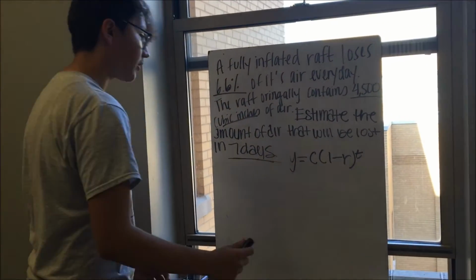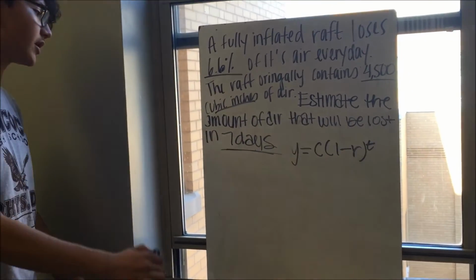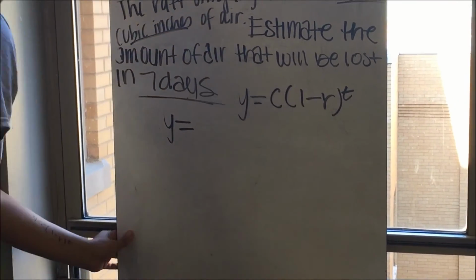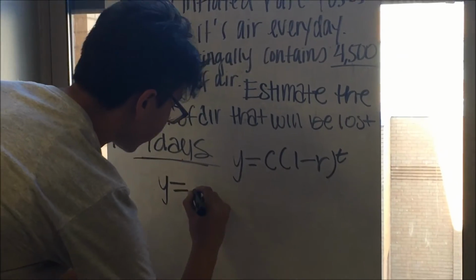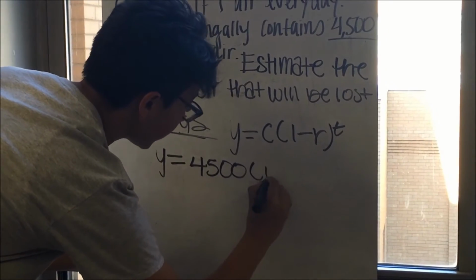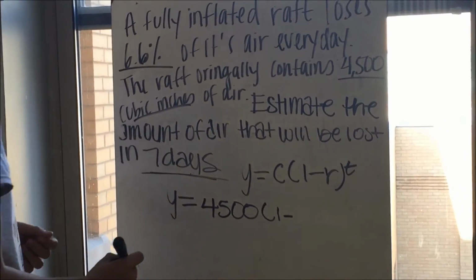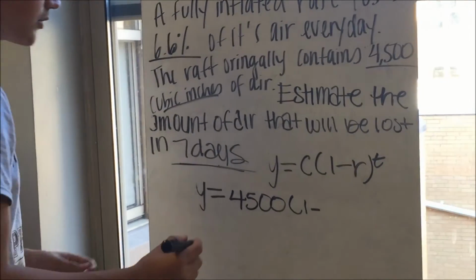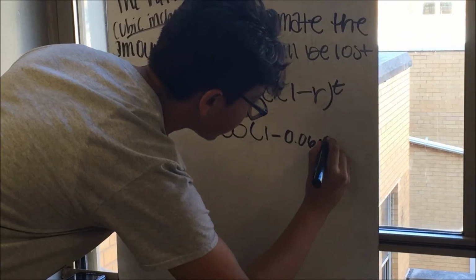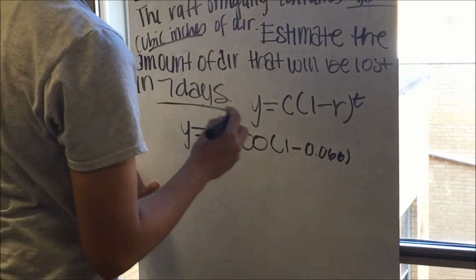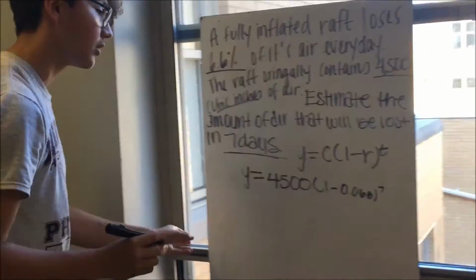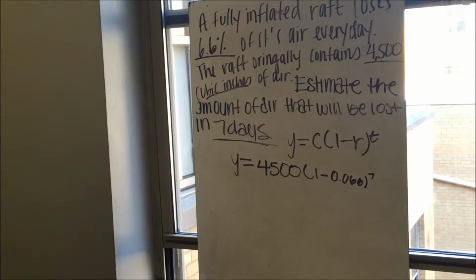Now that we found all the variables, we just plug it into our equation and we're ready to solve. Y equals C, which is 4,500, times (1 minus R), but we can't write it as a percentage, so we have to turn it into a decimal, 0.066, to the T, then T being 7, since it's 7 days. So that's our final equation. Now we just simplify.